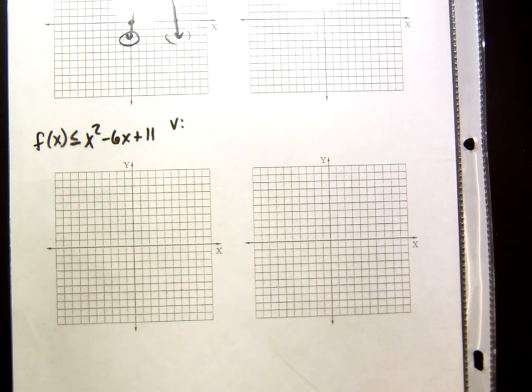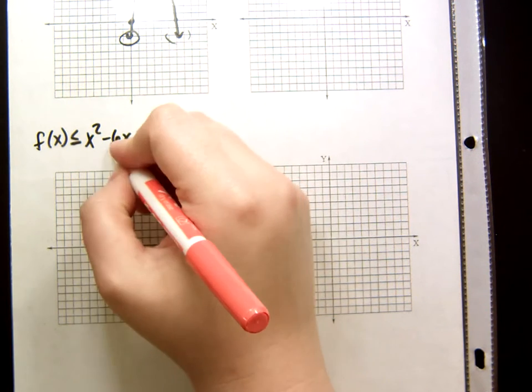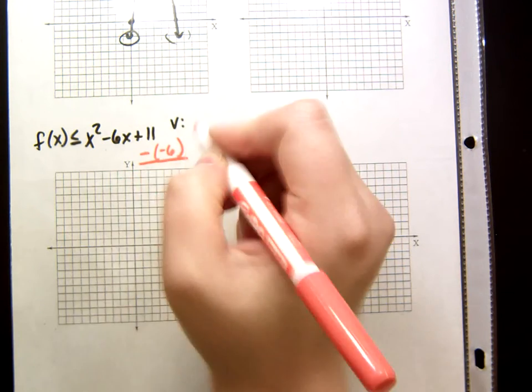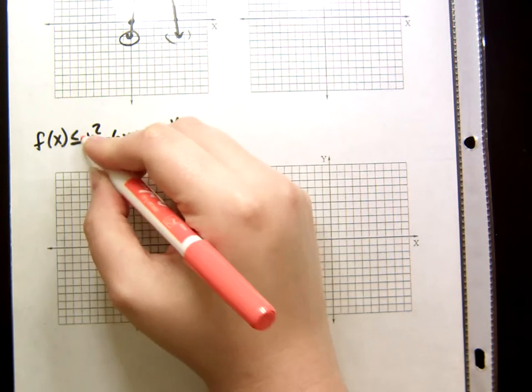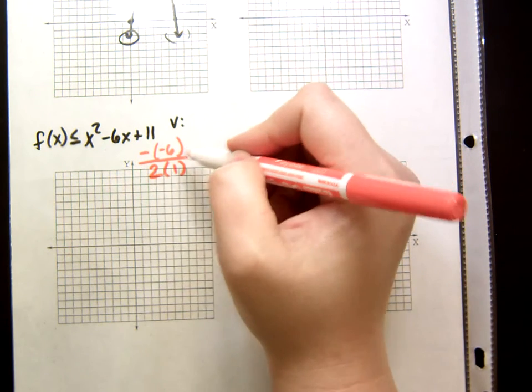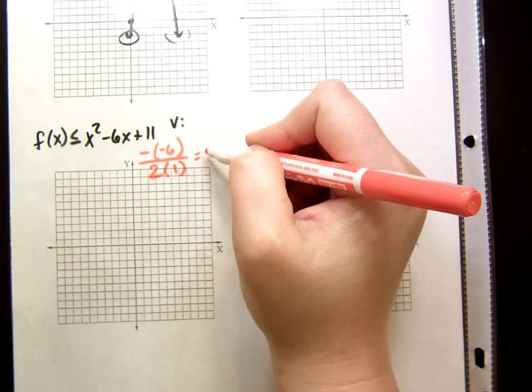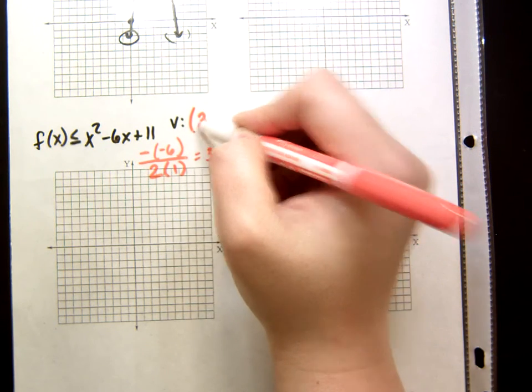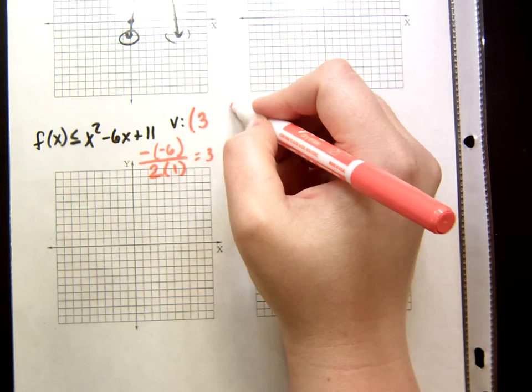When we go to do the b value, well, it's -b, so -6. But remember that a double negative is positive, over 2a, and our a value for this one is 1. So I get +6 divided by 2, which is +3. So my vertex starts at 3. The x value is 3.